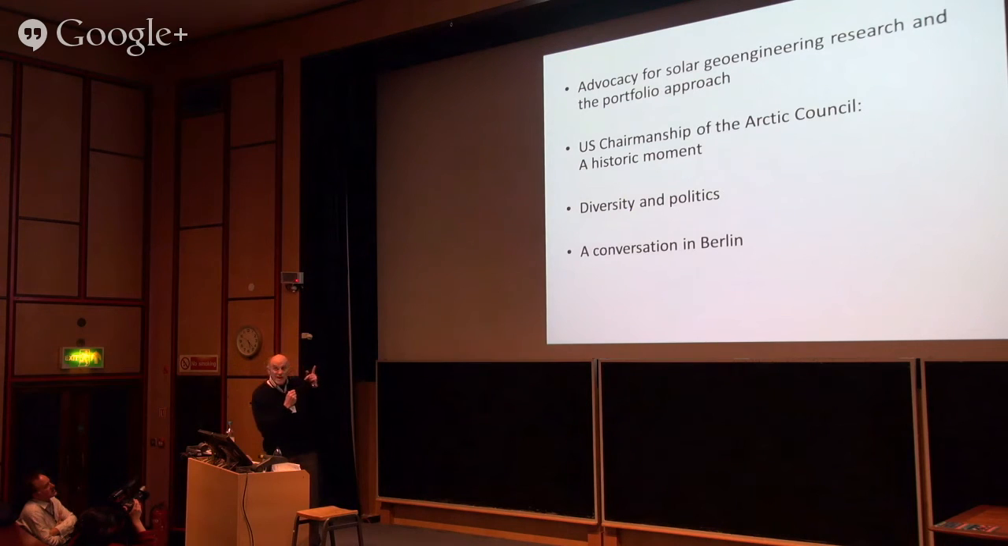Now, the US takes over the chairmanship at a unique moment in the Arctic. The Arctic is unraveling. If you look at Greenland, the Canadian and Alaskan glaciers, the permafrost, the snow extent, and sea ice, they're all headed south, so to speak. So here we are, the US, what do we do with that?